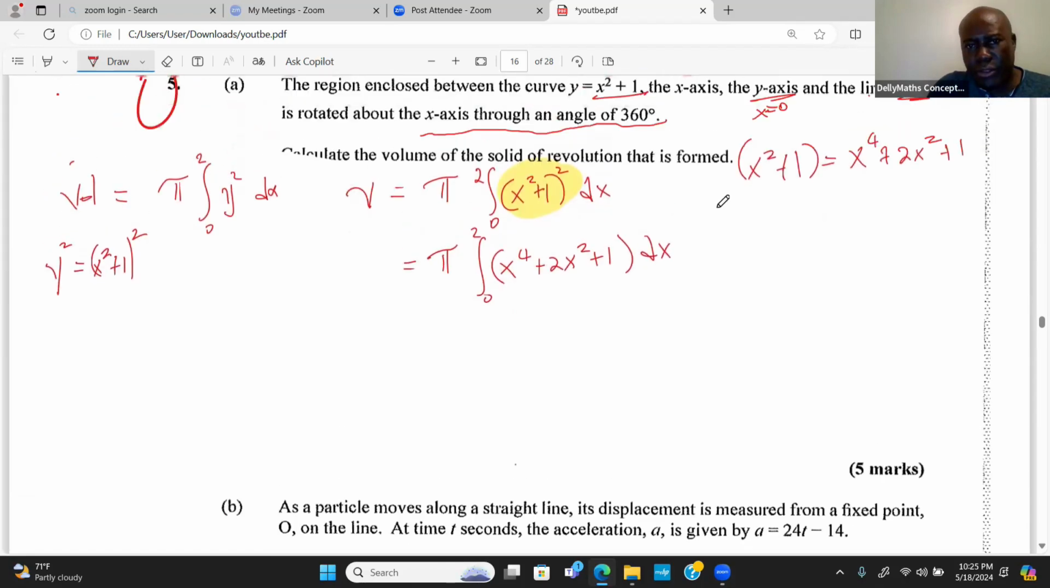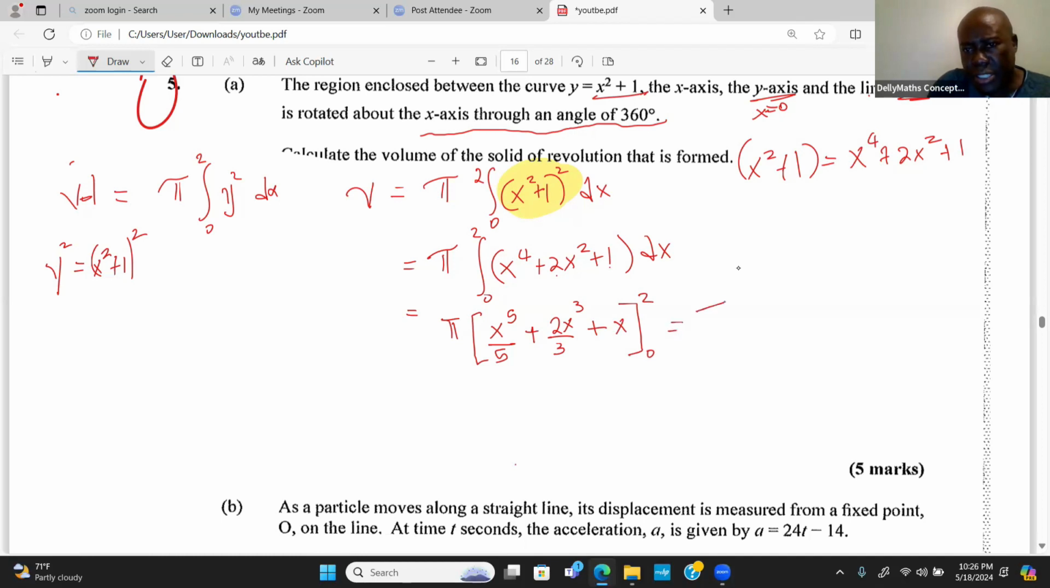All right, so if we go further, let's start the integration process. The pi is going to be on the outside here. What I have here is that I'm going to add 1 to the power of 4, it becomes 5, and then we divide by 5. We're going to add 1 to the power of the square, so it's going to be 2x to the 3rd divided by the new power, which is 3. And then if you integrate 1, you're going to end up with x. All right, so we're moving from 0 to 2. Let us just find this value right here.